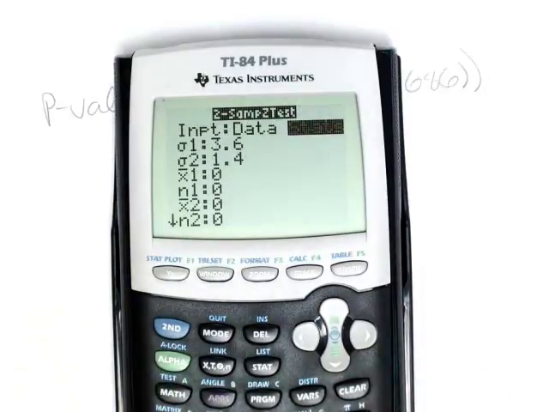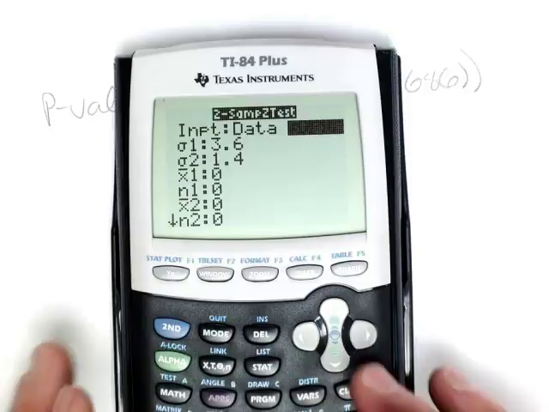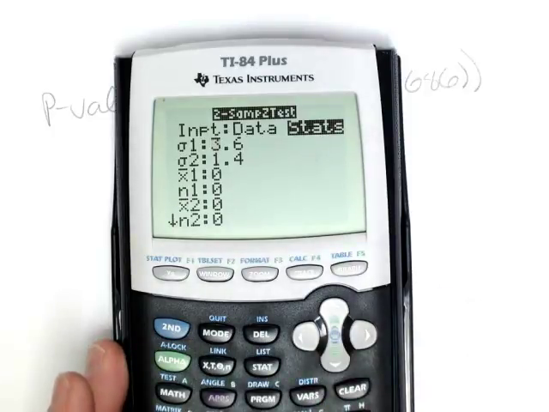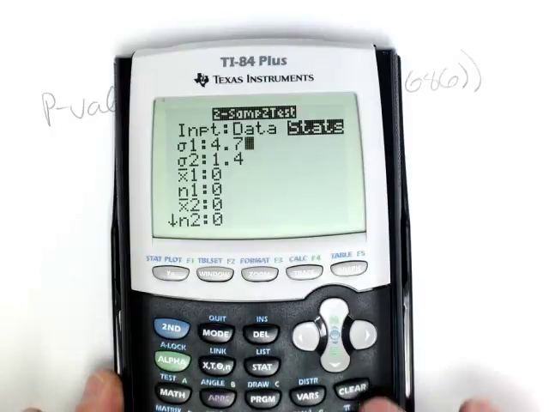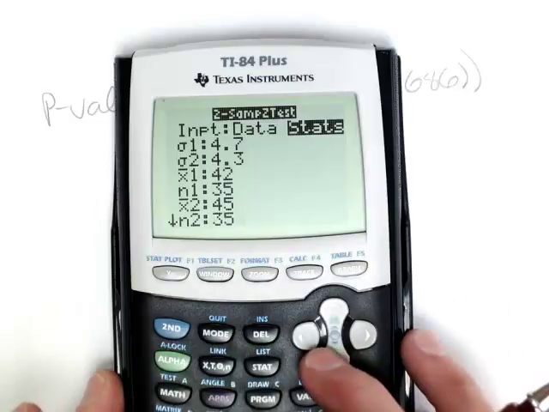Now I'll either have the information in two lists, or I'll have the summary statistics. I have the summary statistics for this problem. It's going to ask for the information. A common mistake is to mix up sample 1 and sample 2, so input carefully. Sigma sub 1 is 4.7, sigma sub 2 is 4.3, x bar sub 1 is 42 with a sample size of 35, x bar sub 2 was 45 with a sample size of 35.